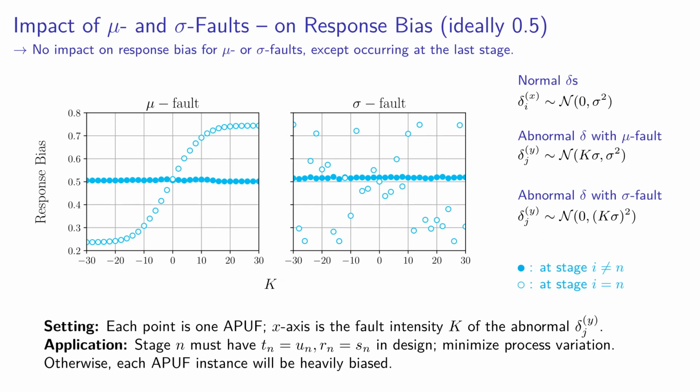These plots of the response biases of single bad APUFs, each having a single mu or sigma fault, confirm that across a wide range of fault intensities K, the response bias is not impacted as long as the fault does not occur at the final stage. However, it's important to note that both mu and sigma faults can have a major impact on the response bias if they do occur at the final stage. Manufacturers must ensure that there is a much lower tolerance for error at the final stage, both in the design and in the process variation.